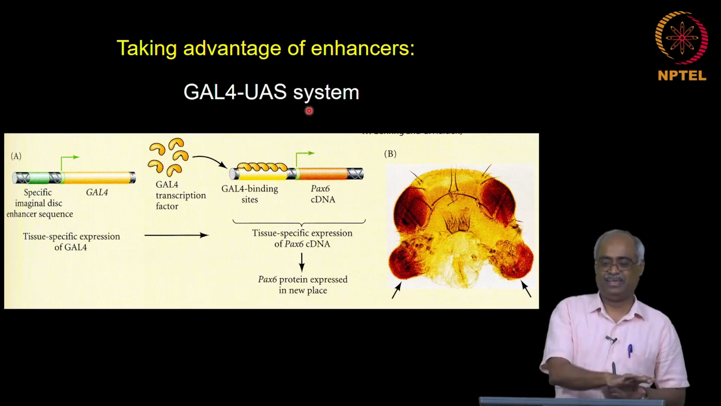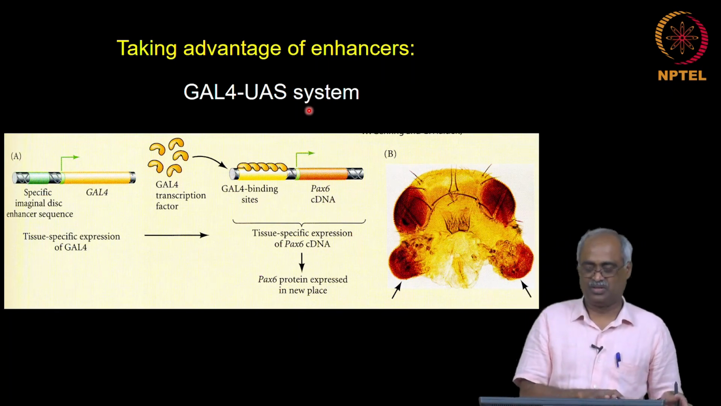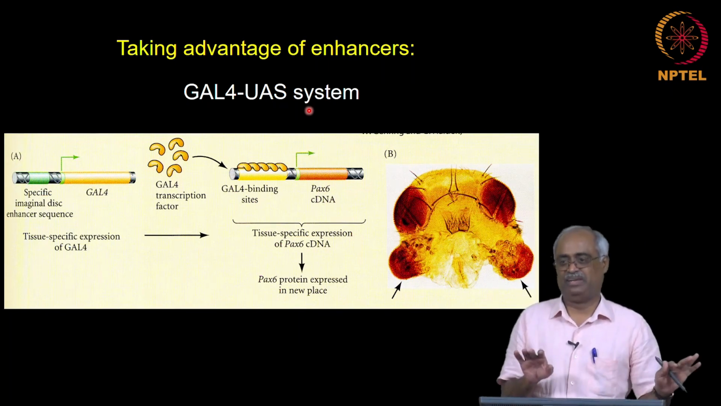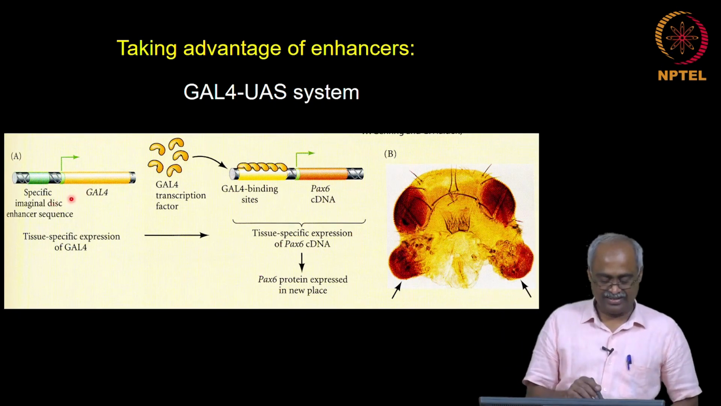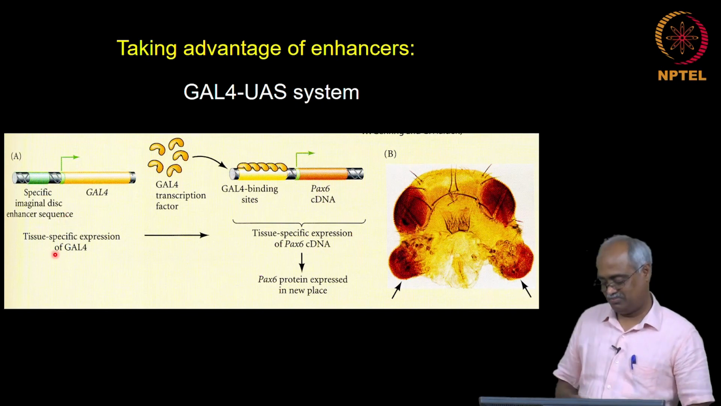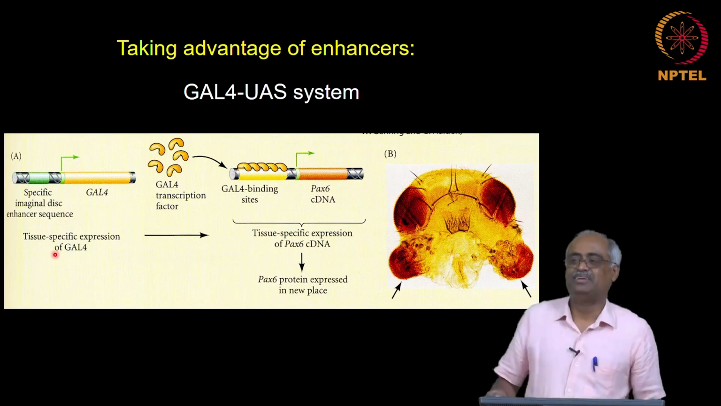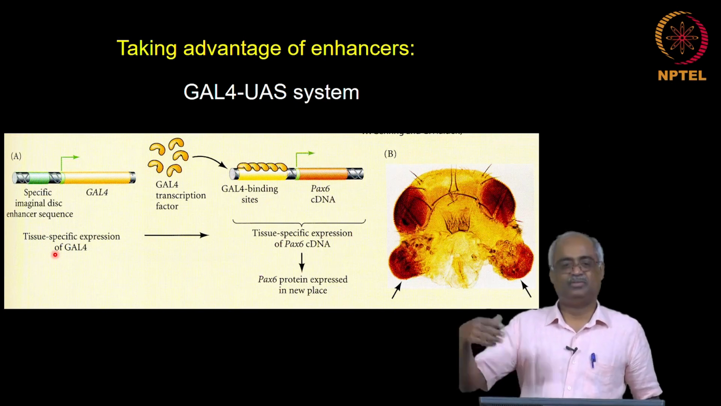It is very similar in principle to the previous one. You will have two different strains. Here one strain has the enhancer of a particular imaginal disc. I do not know how many of you know imaginal disc. Imaginal disc goes back to metamorphosis. Drosophila, being an insect, has a worm stage, a caterpillar sort of stage, and from this the fly comes out.